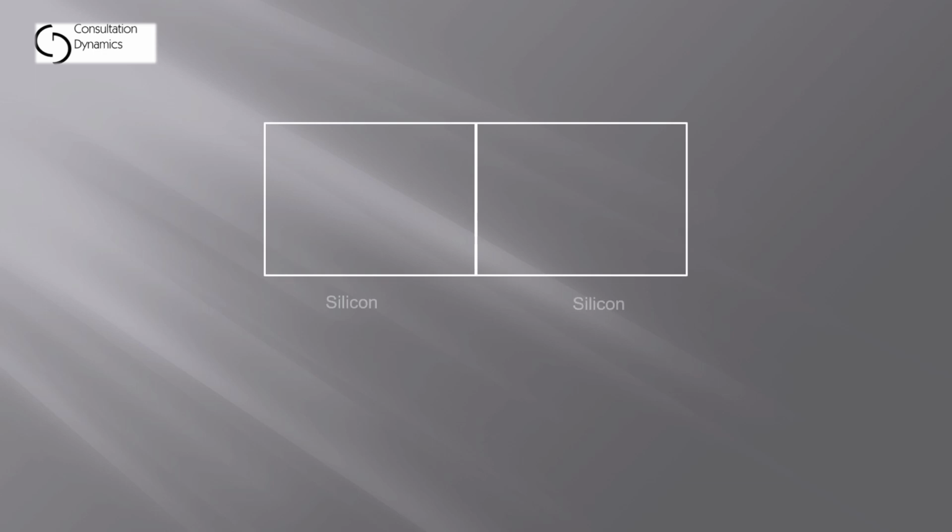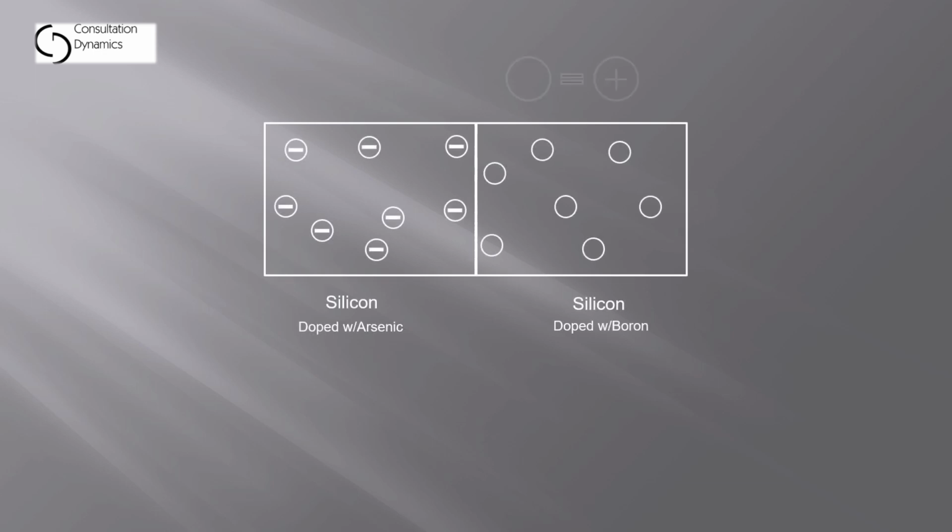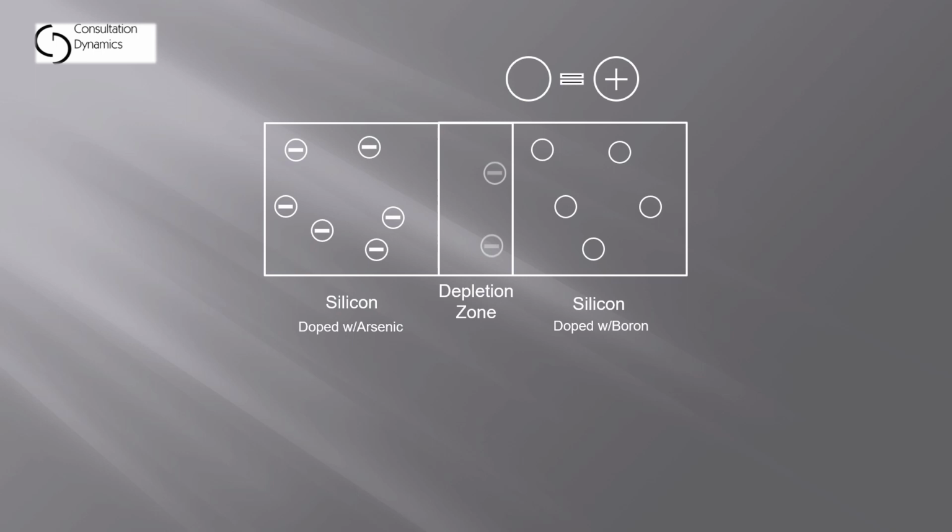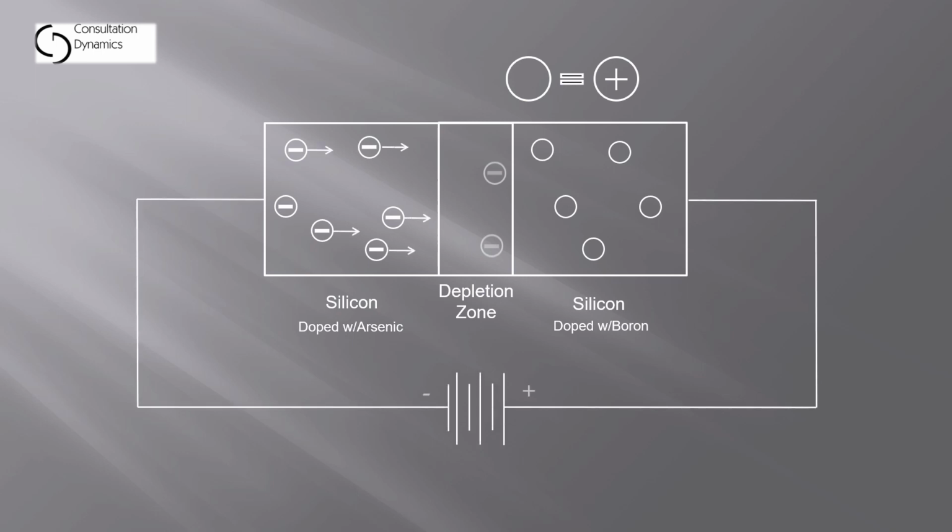But let's go back to an LED and what's happening in that. Again, I have the silicon with the doping of arsenic on one side and the doping of boron on the other side, creating the depletion zone in the middle. And if I forward bias the unit properly, I'll get electron flow across the diode, in the case of an LED, across the LED.